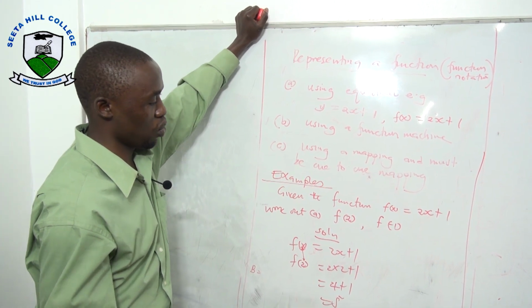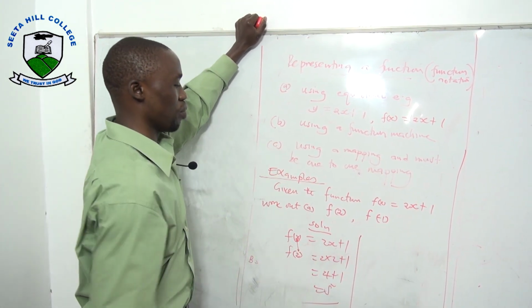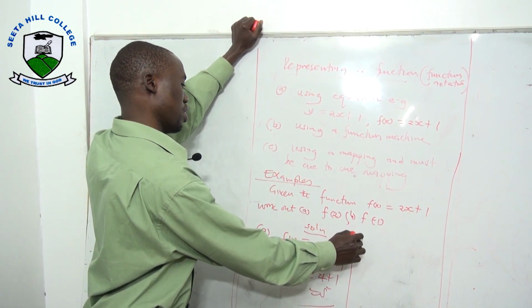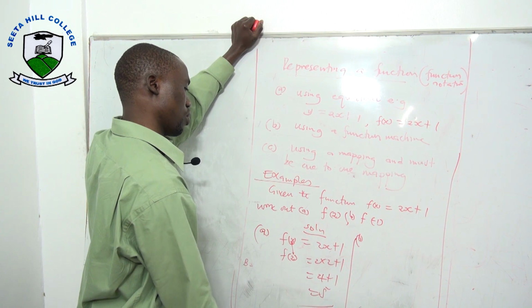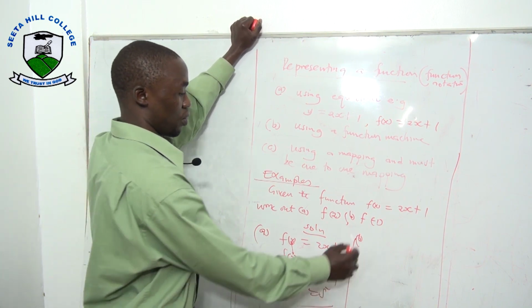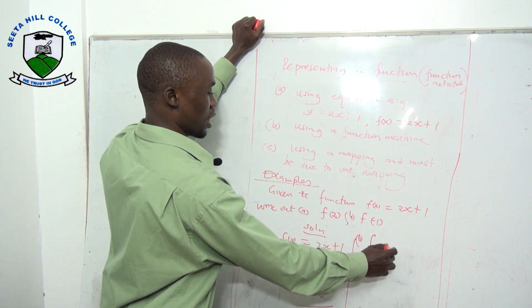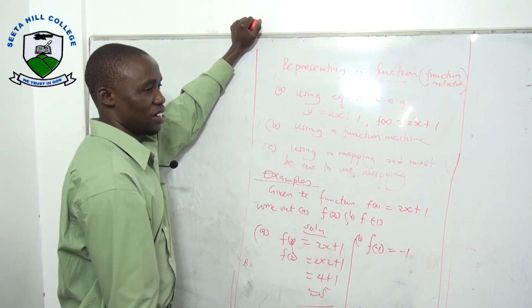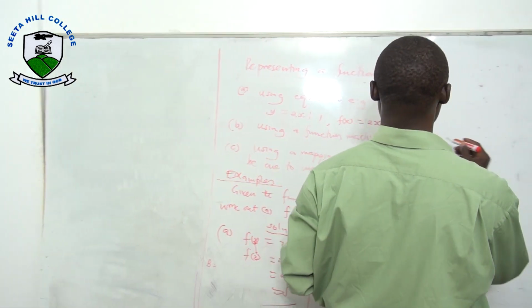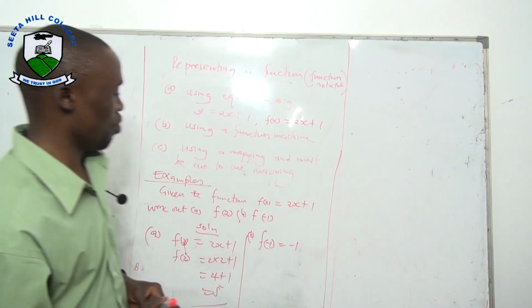Okay, you work out this other one. I want the answer mentioned to me, part B. Yes, part B, work out. You've already worked out? F of -1 is -1. Okay.